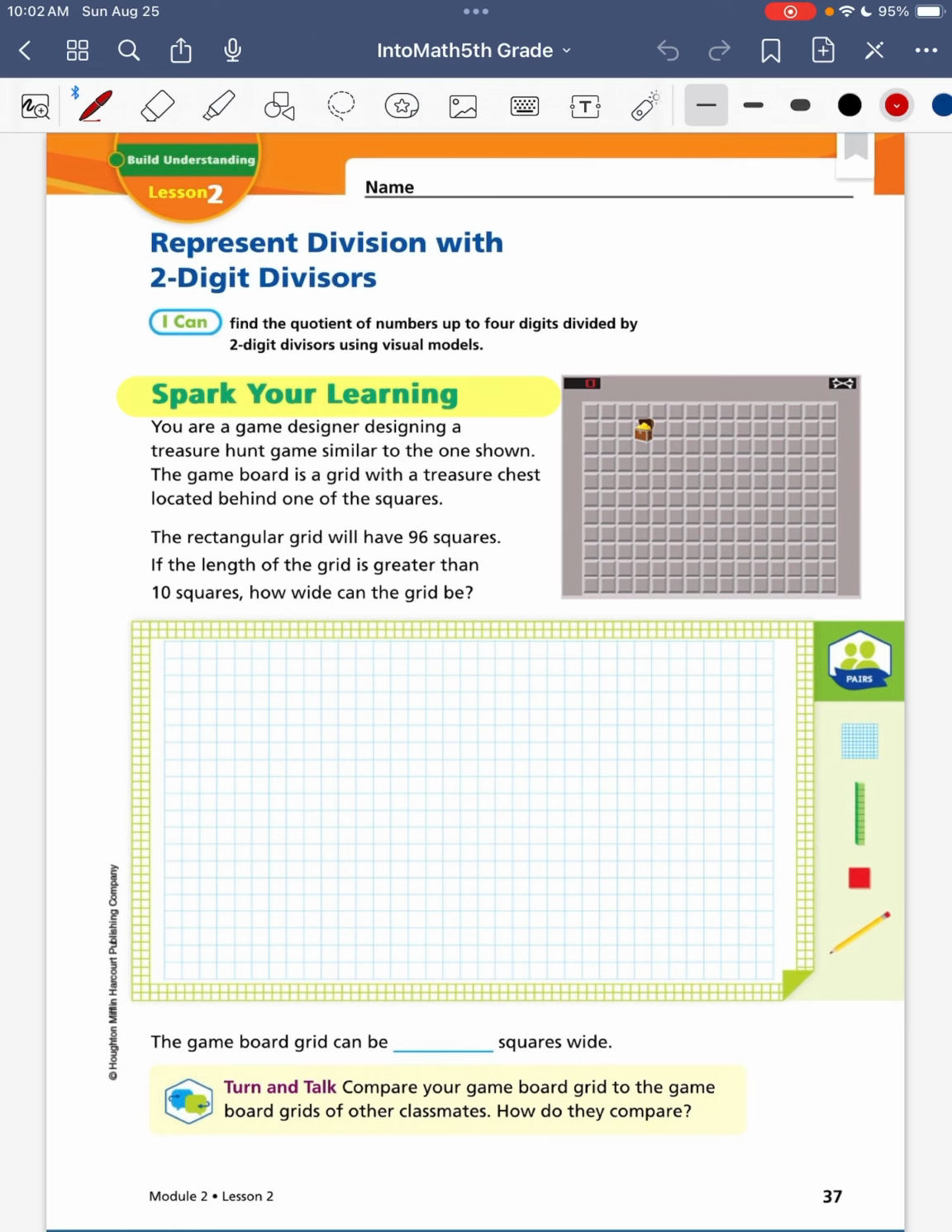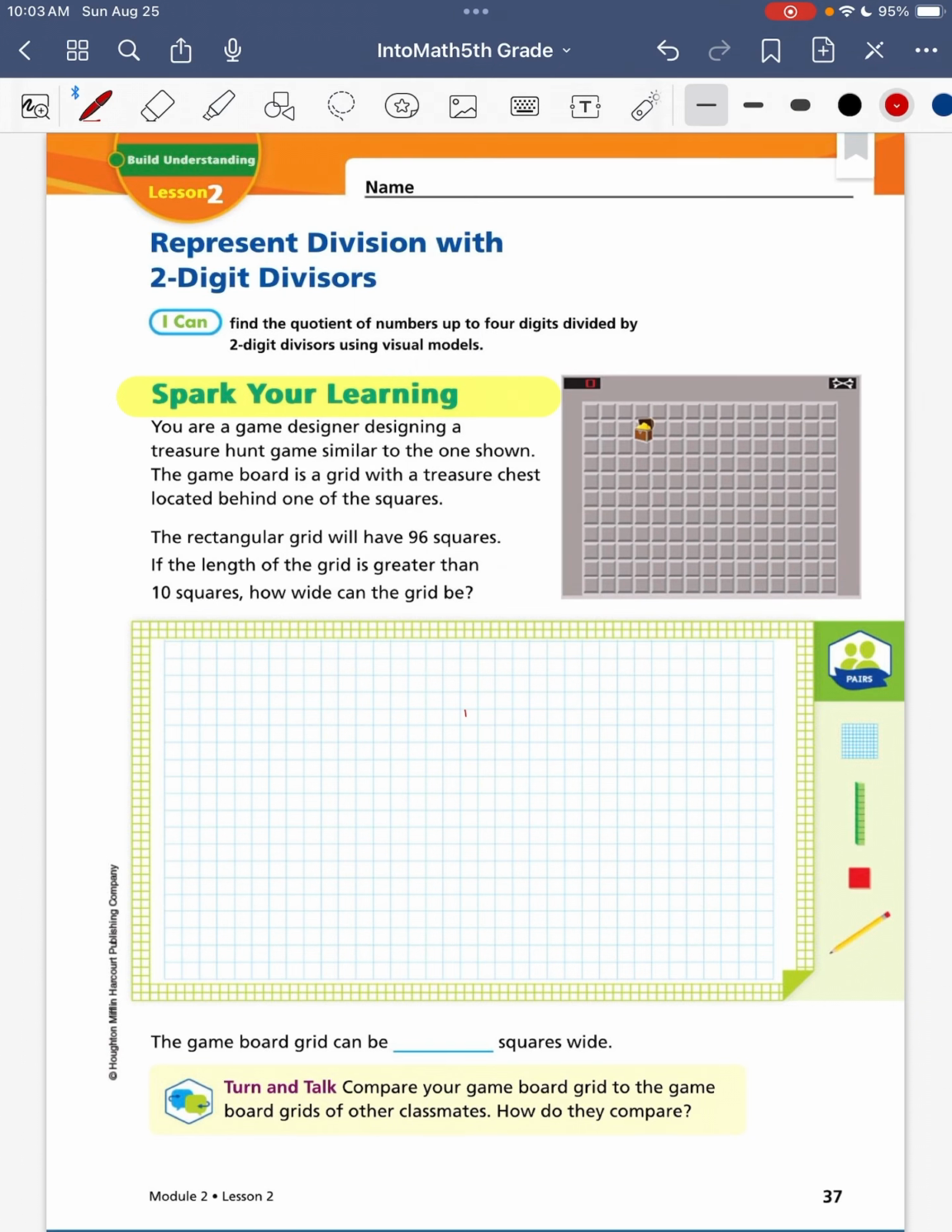Spark our learning. We are a game designer, designing a treasure hunt game similar to the one shown. The game board is a grid with a treasure chest located behind one of the squares. The rectangular grid will have 96 squares. If the length of the grid is greater than 10 squares, how wide can the grid be?